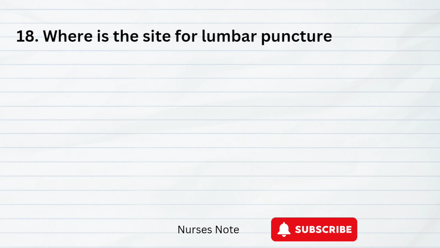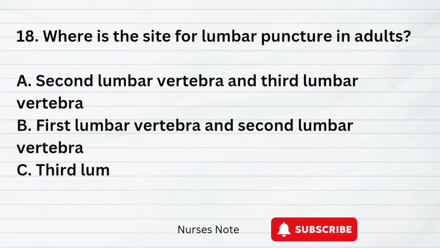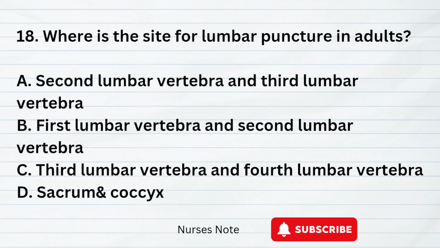Where is the site for lumbar puncture in adults? A. Second lumbar vertebra and third lumbar vertebra. B. First lumbar vertebra and second lumbar vertebra. C. Third lumbar vertebra and fourth lumbar vertebra. D. Sacrum and coccyx.